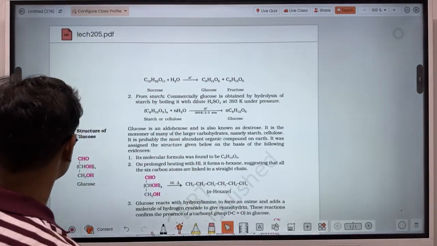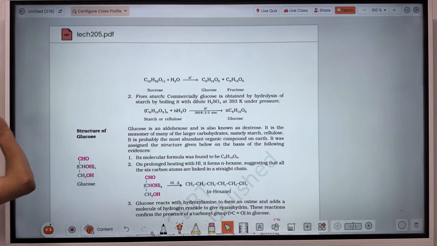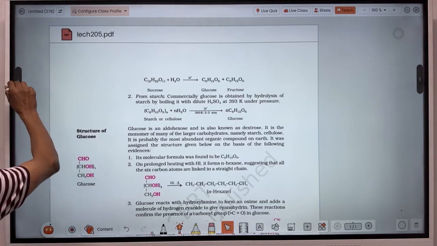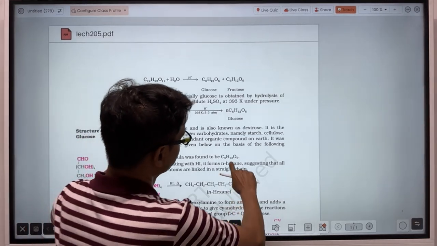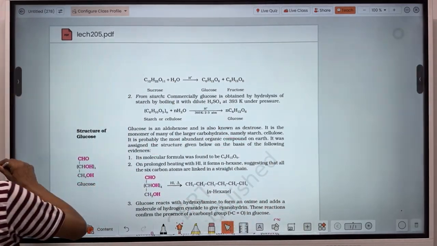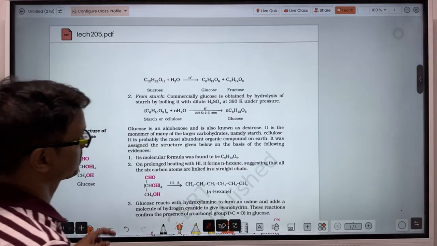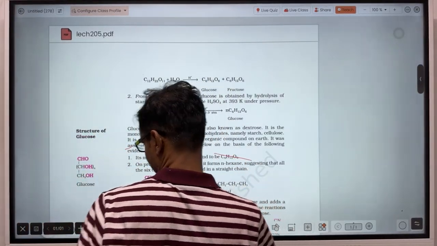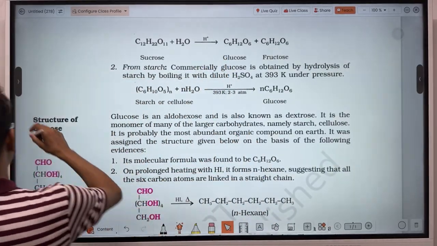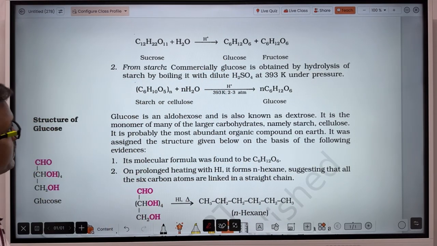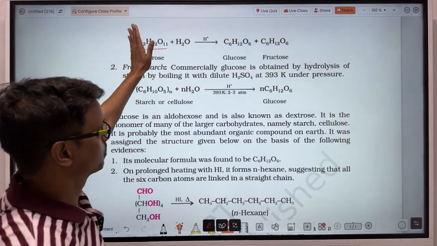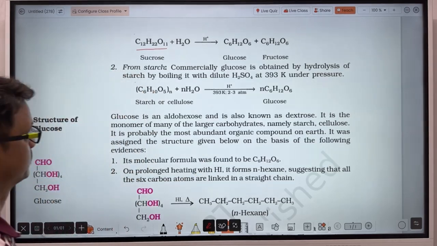Here the formula of sucrose will be C12H22O11, and the formula of glucose as well as fructose is C6H12O6. In this reaction, when water gets added to this compound, both glucose and fructose will separate from there.